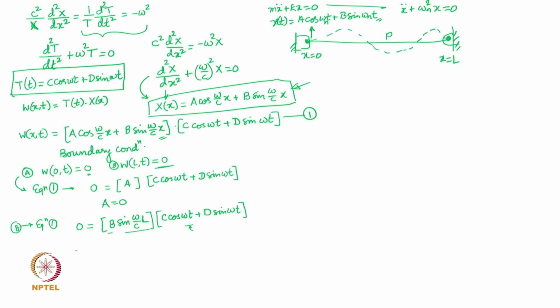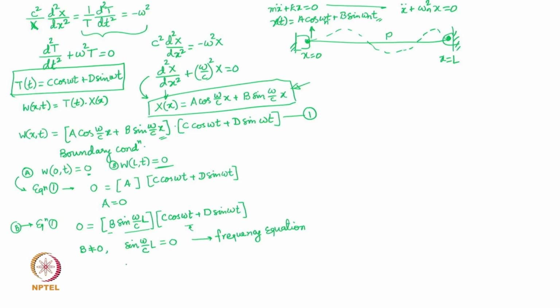So for a non-trivial solution, we can say that b is not equal to 0, which ultimately leads to the condition that sin(omega L by c) equals 0. This is called the frequency equation. This is just like the frequency equation which we discussed and saw in a 2 degree of freedom system or 3 degree of freedom system. So on similar lines, this is the frequency equation for a stretched string.